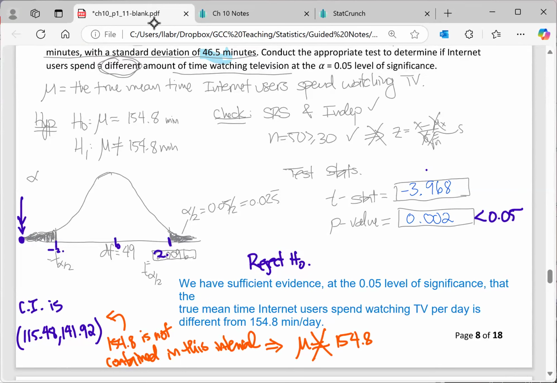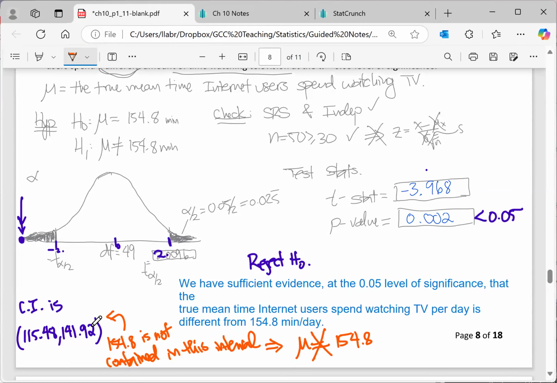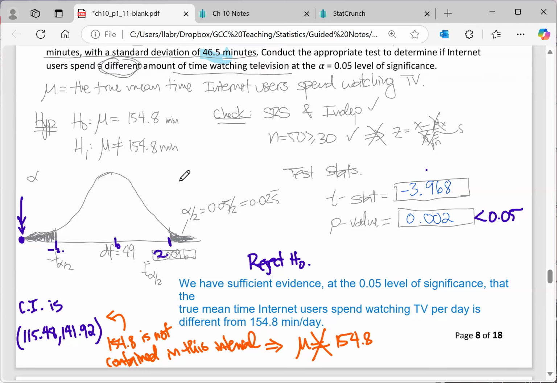So notice how significant that is. The confidence interval actually gives you more information because it tells you it's probably lower than 154, but in the hypothesis test, really all we cared about is, do you reject or fail to reject the null? So the hypothesis test always is used to test the claim. Confidence interval is a bit more informative. All right, so that was our second hypothesis test for the mean.